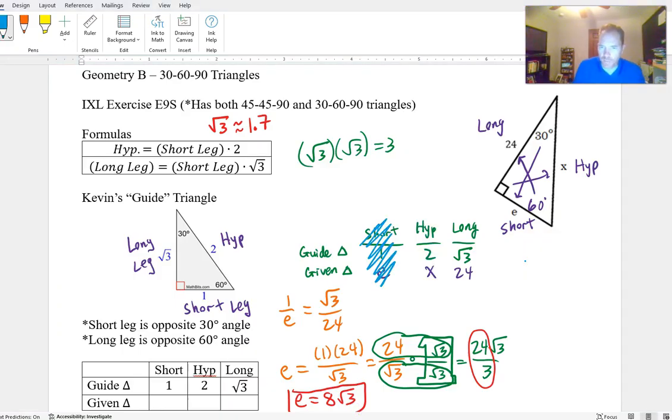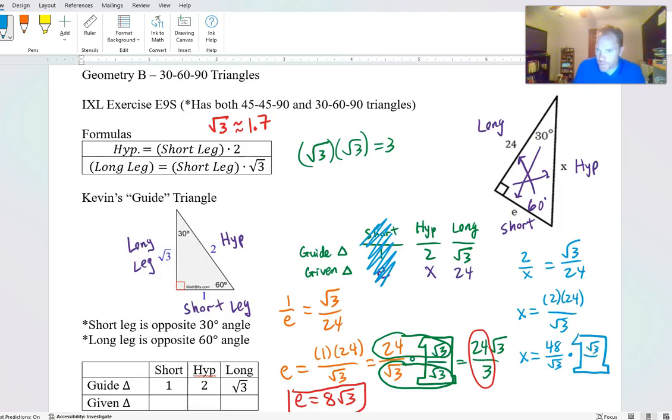All right, so now we can do the other. Similarly for x, 2 over x equals square root of 3 over 24. We're going to have 2 times 24 over square root of 3, which is 48 over square root of 3. But we're going to do the same thing. If we don't want that denominator with the square root, multiply by 1 in disguise, square root of 3 over square root of 3. We get 48 square root of 3 over that denominator, which is just a 3. And then if we divide that, we get 16 square root of 3.